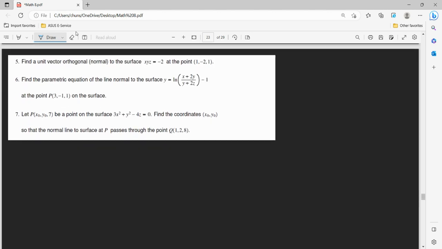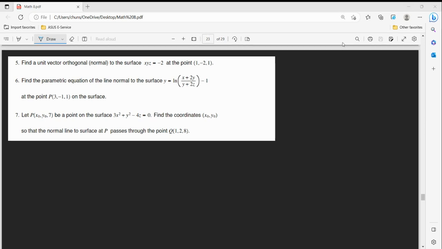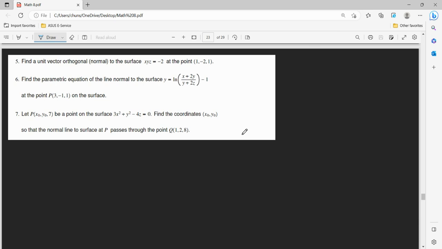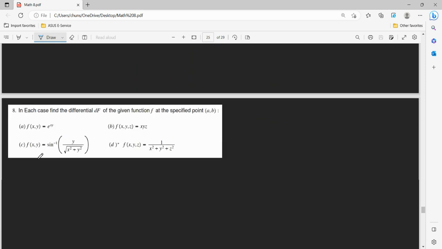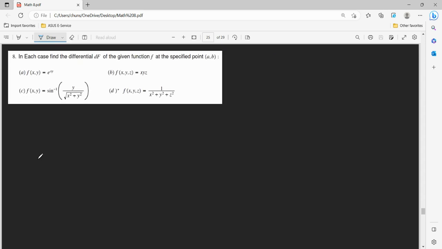Okay, and let's move on to, let's see. Okay, let's try 7. Actually, I'm going to skip 7 for now and come back to it. Okay, so now let's work with differentials. So let's start with 8a.